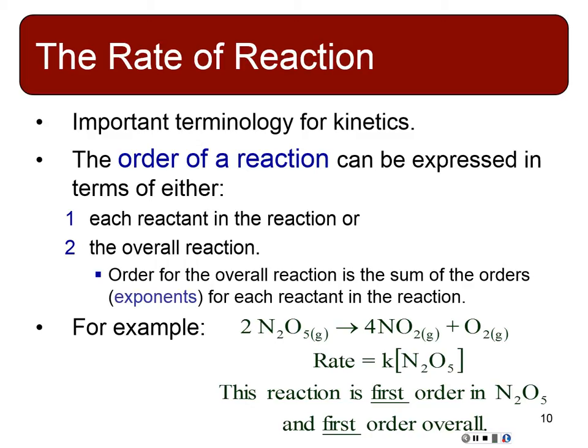And that order just tells you how much this concentration affects the rate. Remember, what's plugged in here is the concentration of A and B. How much does that affect the rate? To what power? To what order does it affect?